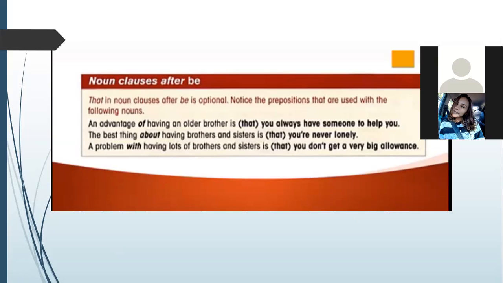A problem with having lots of brothers and sisters is that you don't get a very big allowance. Allowance. All right. Very good. Allowance. Right. Sorry. Thank you.